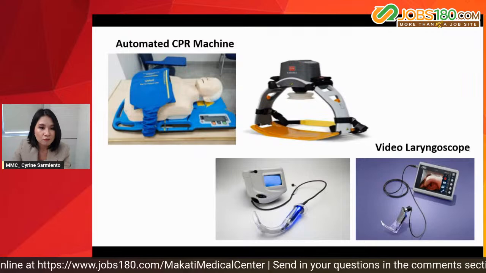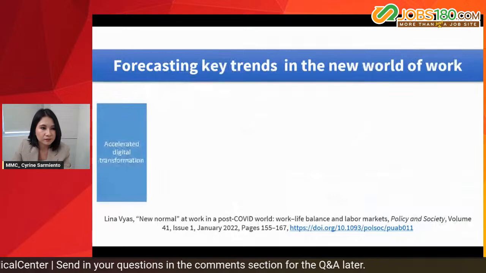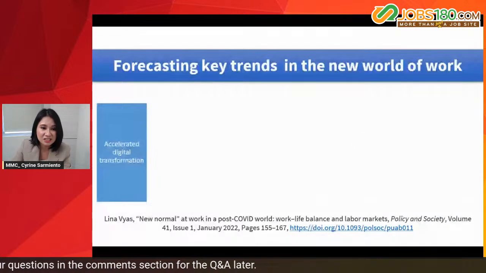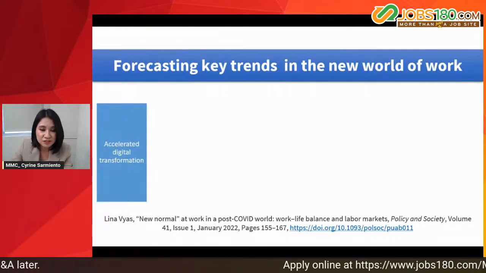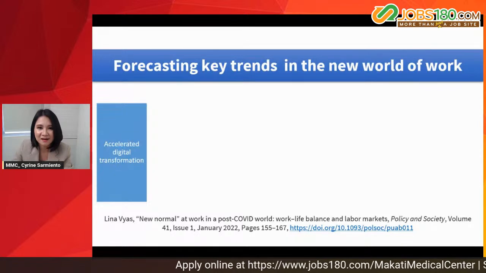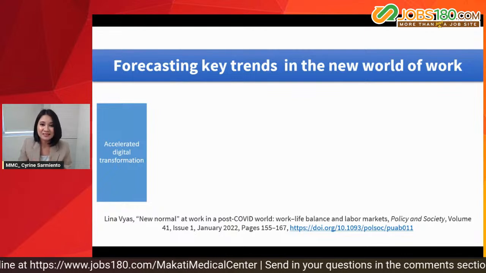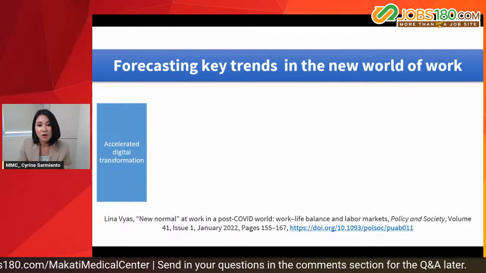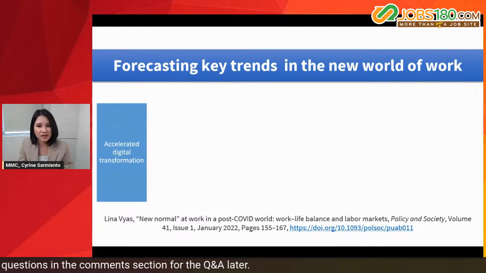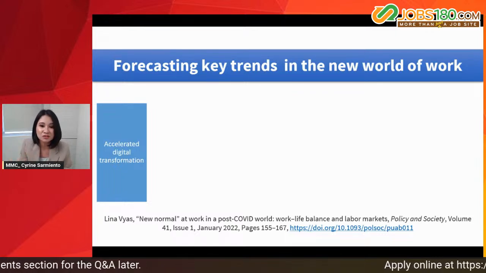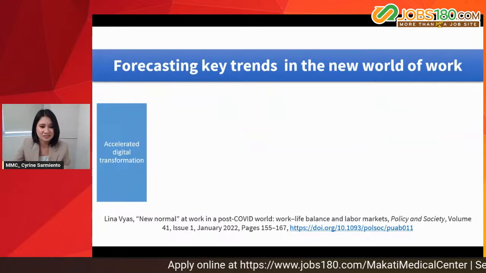For forecasting the key trends in the new world of work, first is accelerated digital transformation. Emergencies are frequently considered as catalysts for change. For example, what happened to us? The pandemic brought about change in our work and in our school. Before, we went to face-to-face classes. But when this pandemic happened, we did work from home or online classes instead of on-site classes.